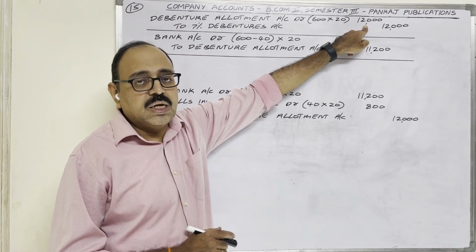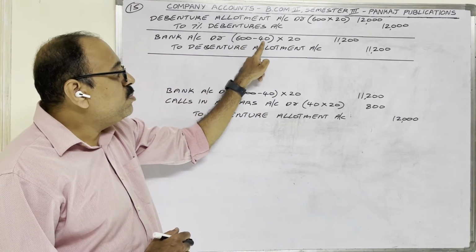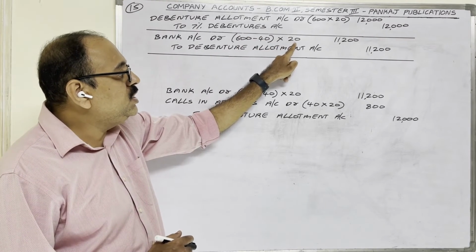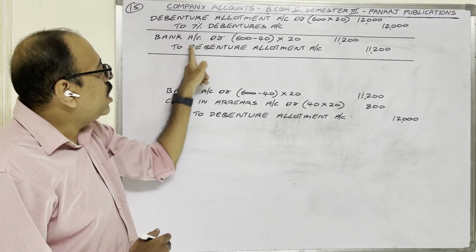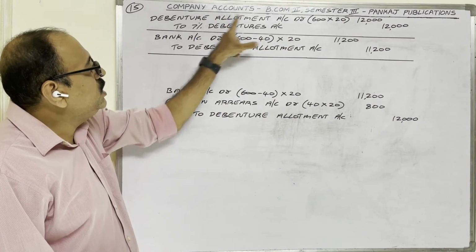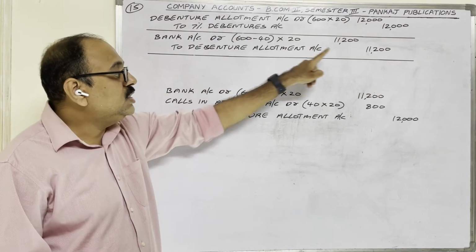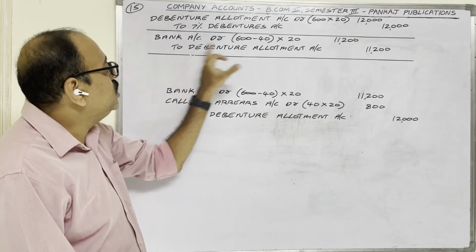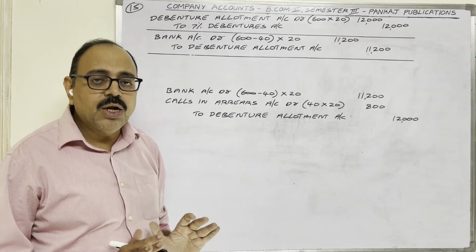On 40 debentures, the company failed to collect this allotment money. So finally, 600 debentures minus 40 debentures, on 560 debentures only at the rate of 20 rupees each, debenture allotment money came. Therefore, directly we wrote this entry: bank account debit to debenture allotment account. If you write this entry, then in the first entry, debenture allotment account is debited with 12,000. In the second entry, debenture allotment account is credited with 11,200. So the difference, 800, is a debit balance in debenture allotment account. Means debenture allotment account is not yet closed. It is showing a debit balance of 800 rupees.